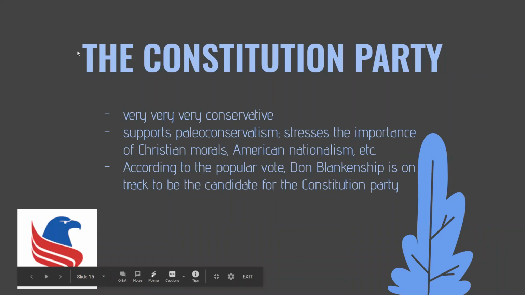And then finally, we've got the Constitution Party. They're very, very, very conservative. They're really far on the right here. They support paleo conservatism, which stresses the importance of Christian morals and American nationalism in normal conservatism. According to the popular vote, Don Blankenship is on track to be the candidate for the Constitution Party.